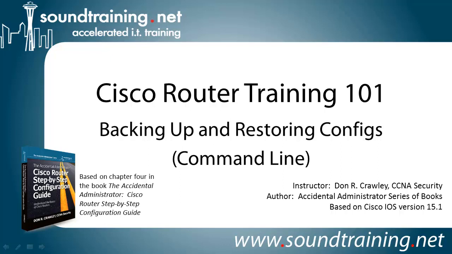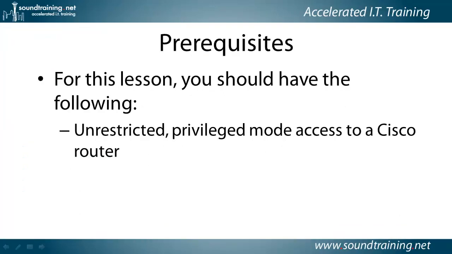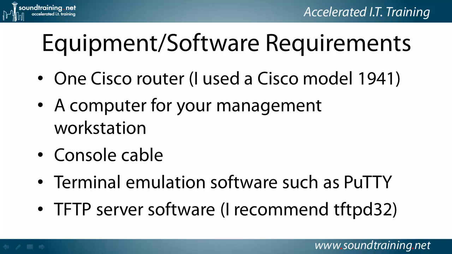The software that I'm using is Cisco iOS version 15.1, but the procedures that I'm going to show you have been around for a long, long time, and so pretty much any version of the Cisco iOS should work with these procedures. Prerequisites for this lesson, you'll just need unrestricted privilege mode access to a Cisco router. Equipment software requirements, one Cisco router. I'm using a Cisco model 1941, but again, the procedures I'm going to show you have been around for a long time, so I'm going to say any Cisco iOS-based router should work.